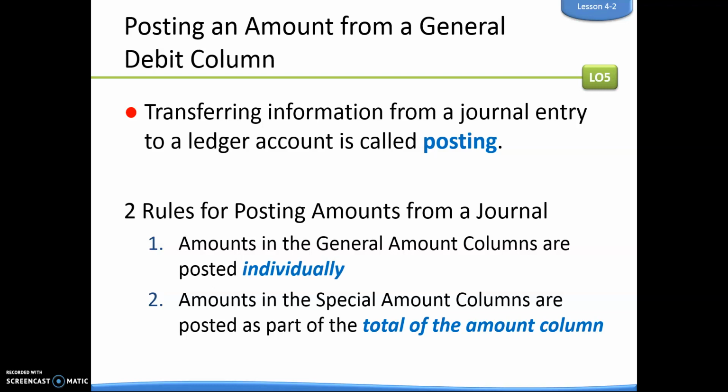Now, there are 2 rules for posting amounts. You can either post individually, and that comes from either your general debit or your general credit columns, or you can post amounts as part of the total when you have a special amount column. Now, pop quiz, can anybody name our 3 special amount columns? I know I can't hear you, but I hope you said sales credit, cash debit, cash credit. Those are our 3 special amount columns, okay? And they're different. We're going to look at those in our next section tomorrow. Today, we're only worried about this one, posting individually, okay?